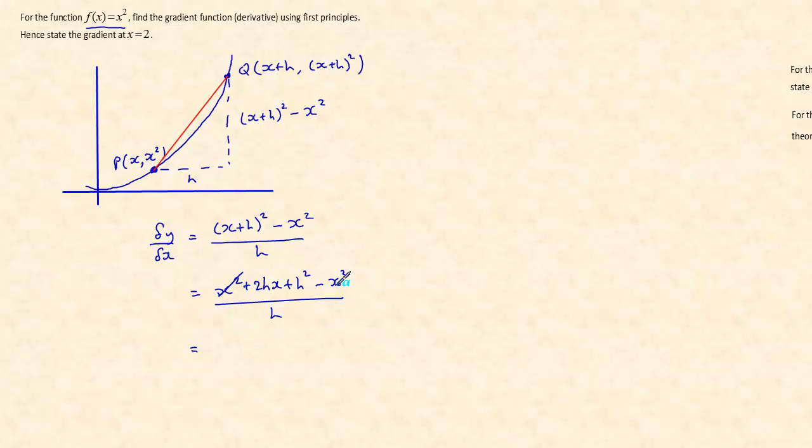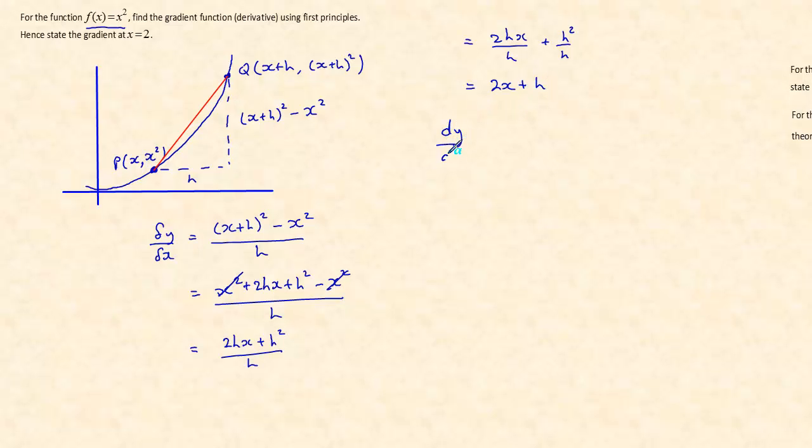The x squareds cancel out, so we have 2hx plus h squared over h, which is 2hx over h plus h squared over h, which is 2x plus h.